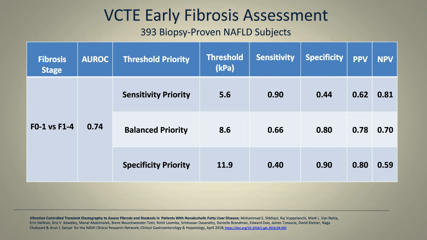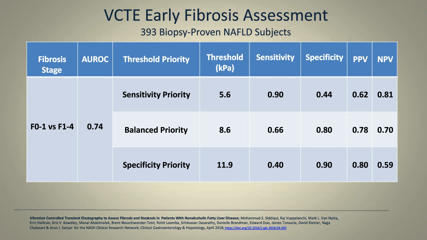on NAFLD patients. And what I highlight here is we're trying to distinguish F0 and 1 versus F1 to 4, which is really the patient population that we worry about. And if you look at the balance priority, this is what gives us the best sensitivity and specificity and positive and negative predictive values. 8.6 kPa tends to be the cut point. And this is exactly what I found in my San Antonio population that I talked about earlier, where we'd identified the prevalence of fatty liver and NASH. In my patient population, 8.5 was the cut point that distinguished NASH with some degree of fibrosis from those without.